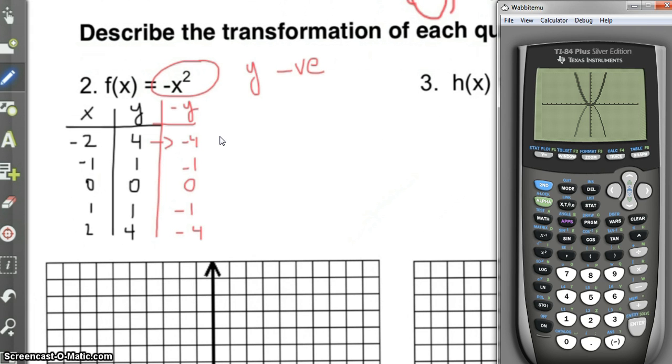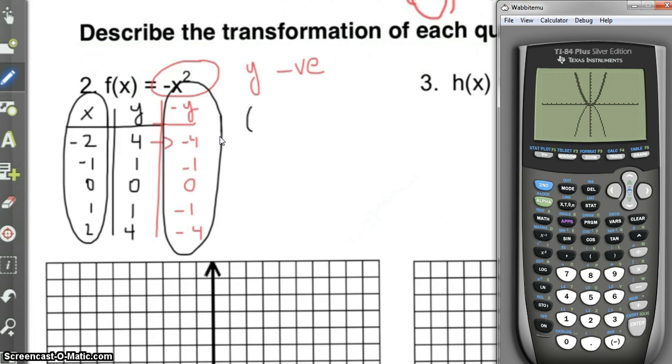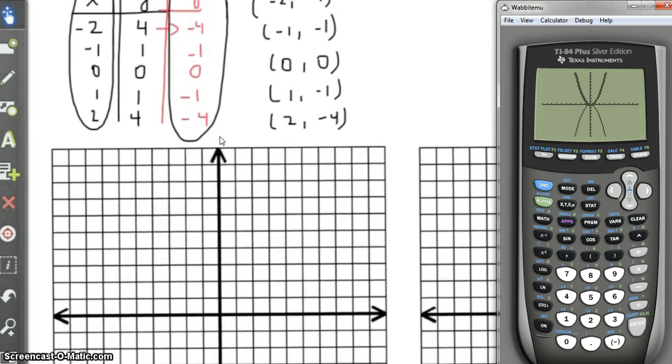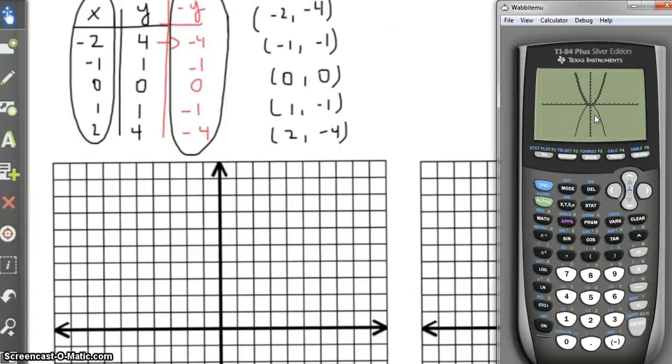So my new coordinates are this x over here, there's no change done to the x, and this y over here is my new y. So my new coordinates are -2, -4, -1, -1, 0, 0, 1, -1, and 2, -4. Now by plugging them in, you should be able to see the exact same graph over here. So let's check our work. -2, -4, so it's going to be somewhere over here. -1, 1, 0, 0, 1, -1, and 2, -4.